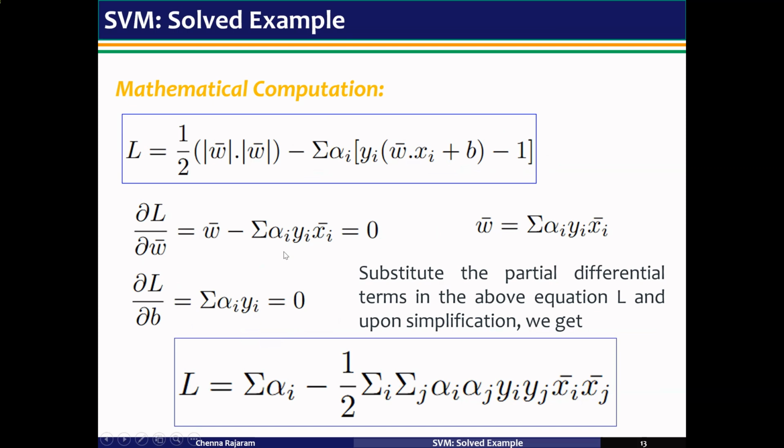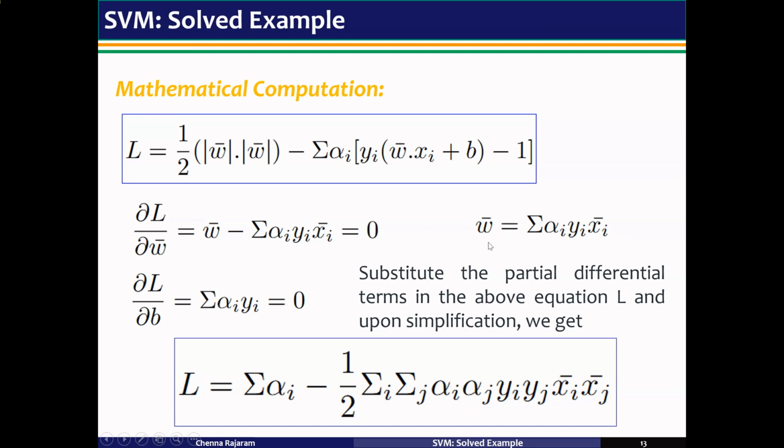Now, to find the alpha values, we need to take the derivative of the Lagrange multiplier with respect to W bar as well as b. After taking the partial differentiation, we arrive at W bar equal to sigma alpha i yi xi bar. Similarly, if you take the partial derivative of the Lagrange multiplier with respect to b, then we arrive at sigma alpha i yi equal to 0.